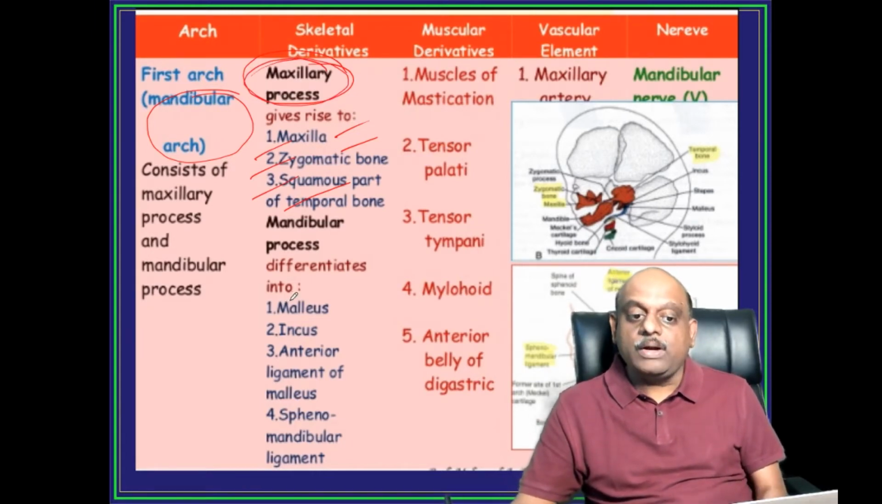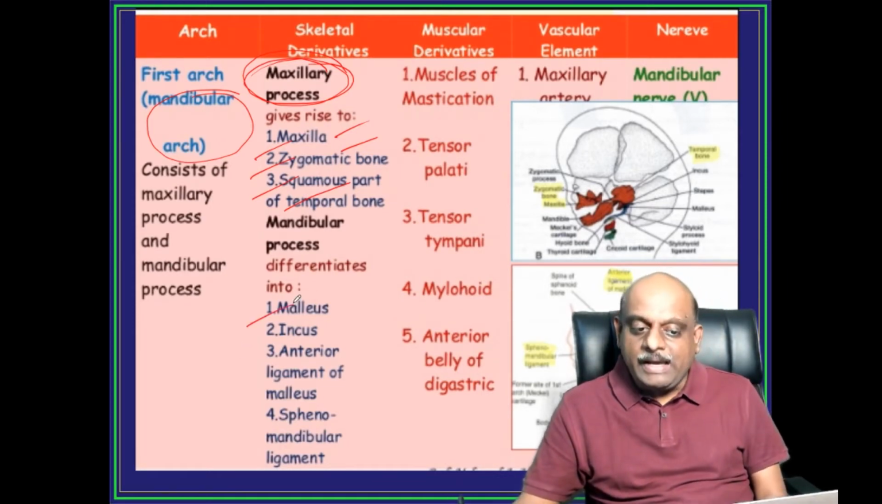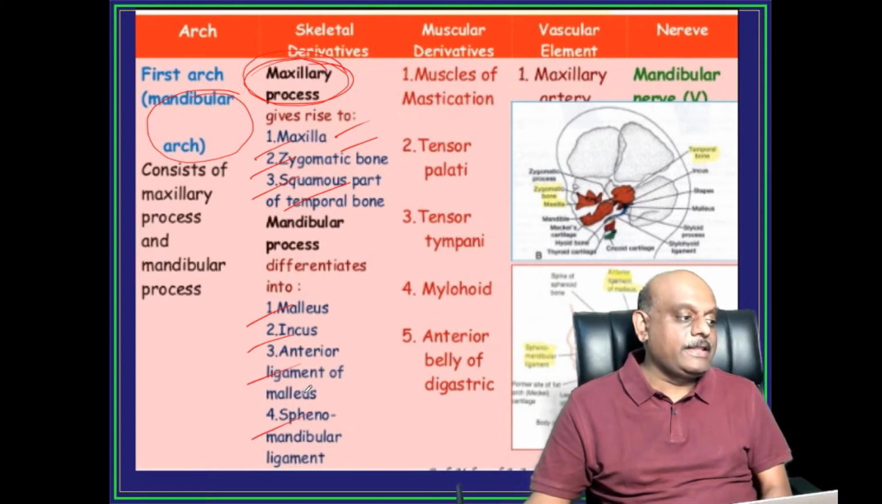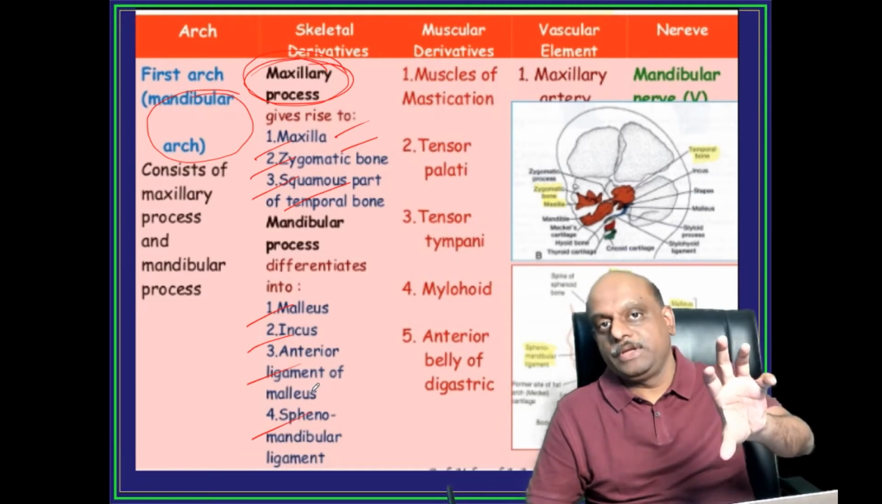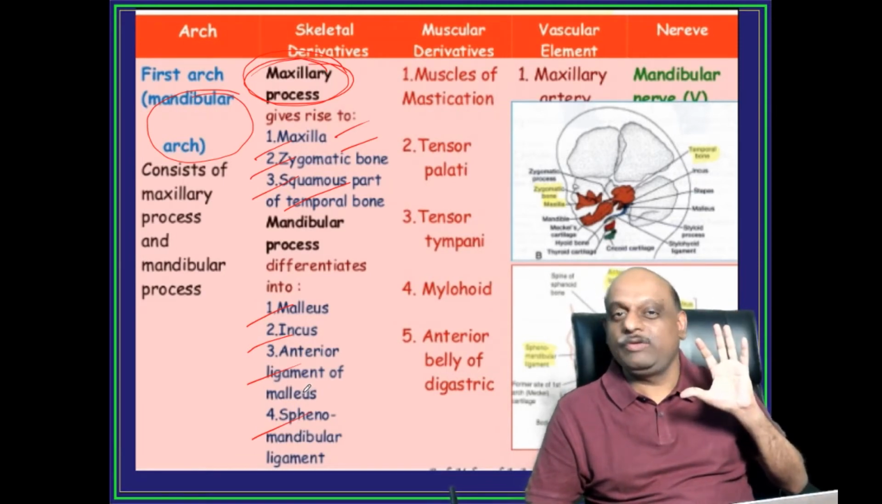Then what are the derivatives of the mandibular process? Malleus, incus, anterior ligament of the malleus, sphenomandibular ligament, they're all the derivatives of the mandibular process. You will not forget, right?